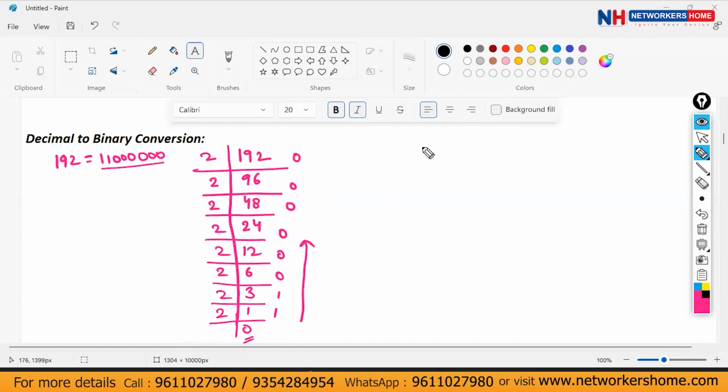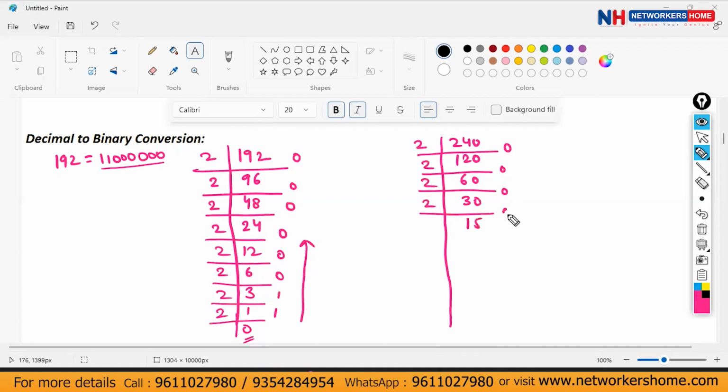Let's take one more example. Let's say we want to calculate 240. Divide by 2, 120, no remainder. Again divide by 2, 60, no remainder. Again divide by 2, 30, no remainder. Again divide by 2, 15, no remainder. Divide by 2, 7, there is a remainder. Divide by 2, again a remainder. Divide by 2, again a remainder. And divide by 2, we have a remainder. So the binary value of 240 is going to be 11110000. Is it clear? Easy.